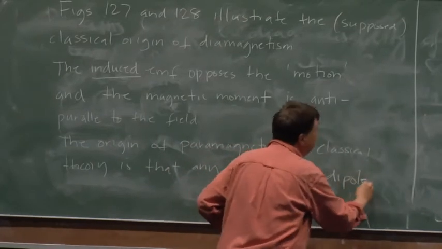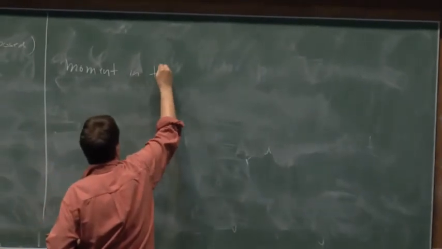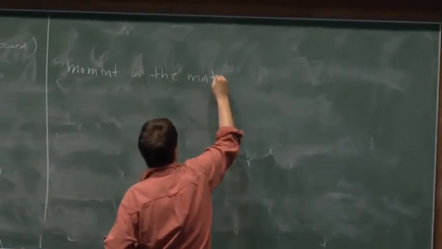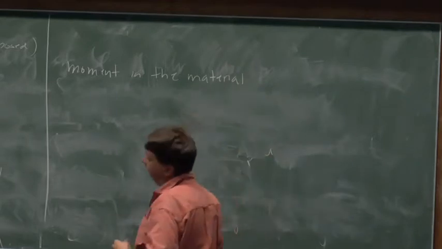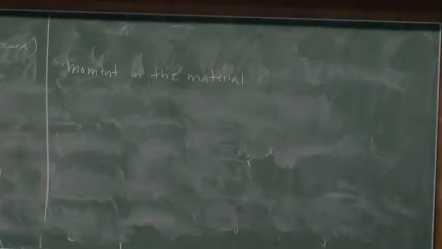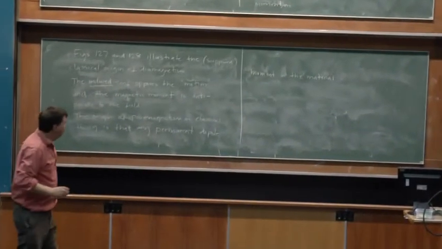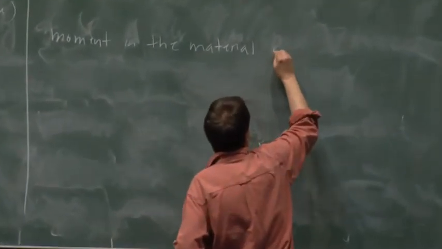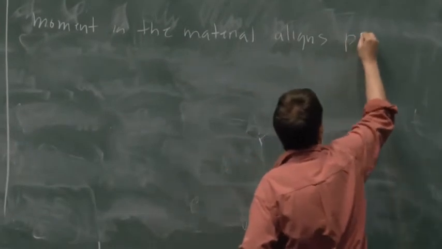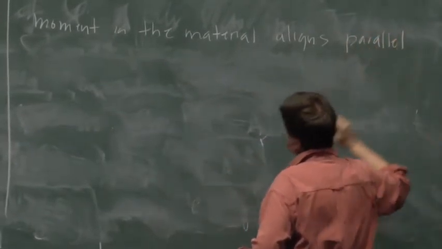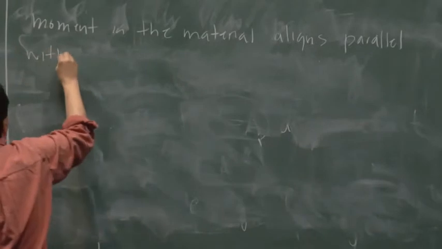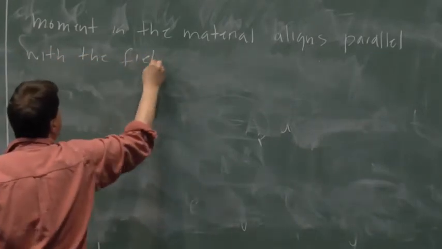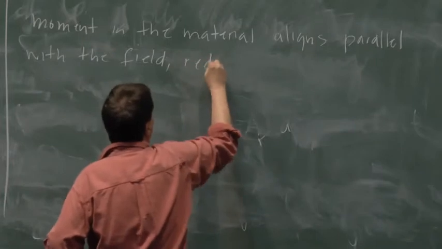dipole moment in the material, and this will clearly be the case if we have unpaired electrons. So the electron spin now tends to align parallel with the field, and we get a lower energy state, so the material is attracted in. So any permanent dipole moment in the material aligns parallel with the field, reducing the energy.